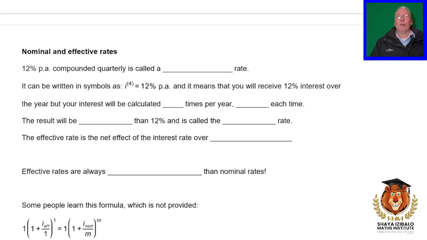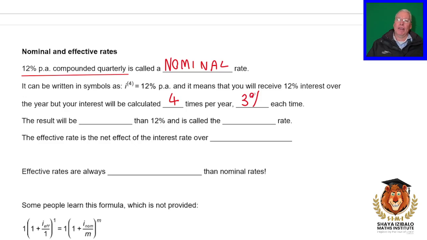Now, we're going to talk about what are called nominal and effective rates. When we give an interest rate with a compounding period, like that, that's called a nominal rate. Right? And we write it in symbols as i^(4) = 12% per annum. And what it means is that you'll receive 12% interest over the year, but your interest will be calculated 4 times per year, 3% each time. So you're not going to get 12% every quarter, unfortunately. You're going to get a quarter of 12% every quarter.